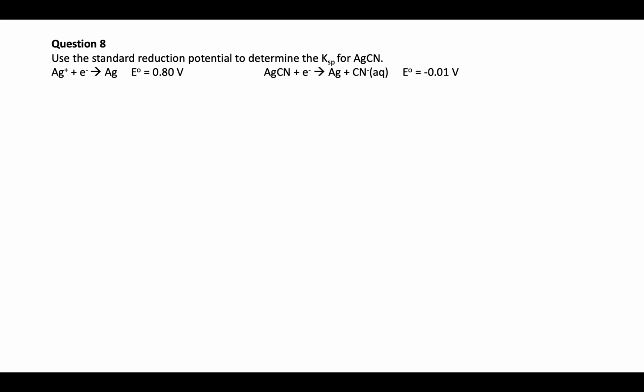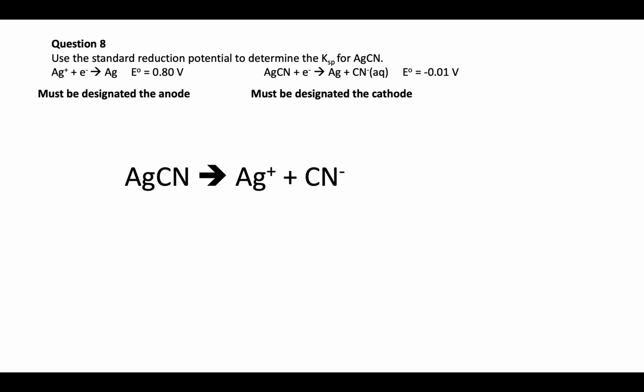Using standard reduction potential data to determine a Ksp value. The key thing here is we need to combine the reactions to result in the Ksp reaction. We need to have the AgCN as a reactant and have our products be the corresponding ions, Ag+ and CN−. So that tells me that I must be taking this first one here and designating it as the anode. I can't have a reduction take place. I need an oxidation to take place in order to get the silver ions. And this other one here, that must be the cathode.